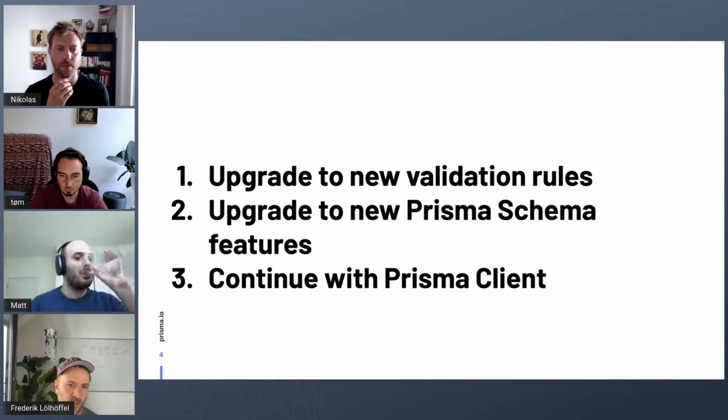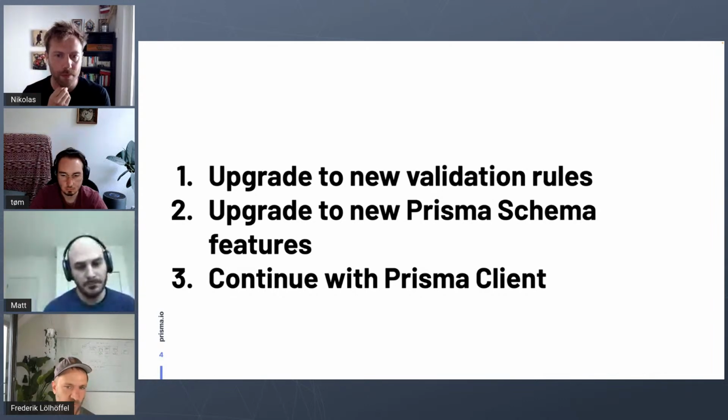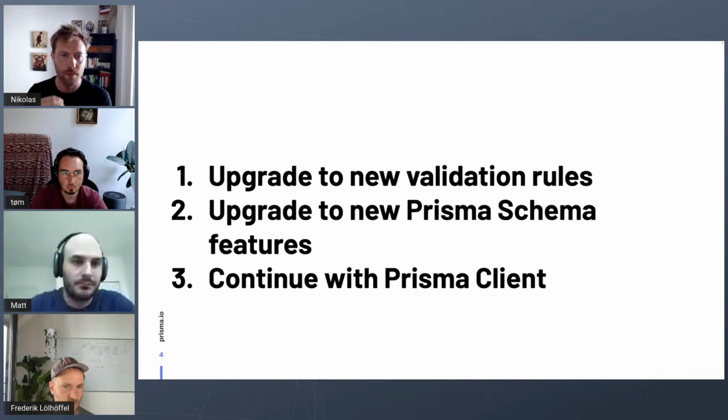First of all, there can be validation changes. And in this case, there is. So Prisma 4 introduces a bunch of more consistent and more tight validation rules. And so fixing those is usually step 1, because you need a valid schema so you can, for example, generate Prisma Client or run migrations and so on and so forth. So fixing validation errors is step 1.